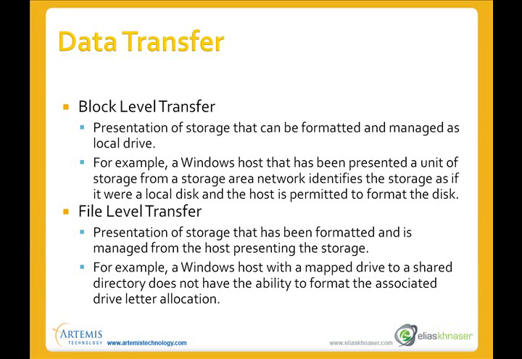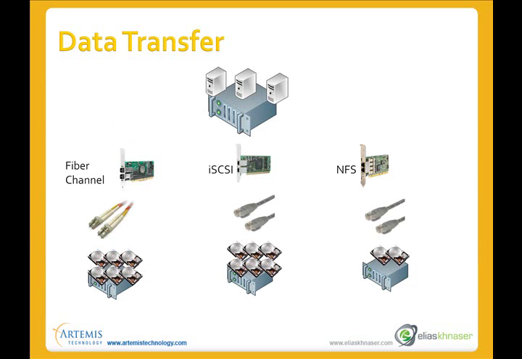Then you have what's known as file level transfer. With a file level transfer, you're presenting storage that's being managed from a different host. A perfect example of this is if you map a drive letter on your existing host, this drive letter actually resides on another host somewhere else on the network. It is not being presented to this host as local storage, and thereby they're not treating it as local storage. This would be an example for NAS. Now this next slide is a really cool slide. It's showing you the types of data transfers that you can do and the type of cable that you would use, etc., etc.